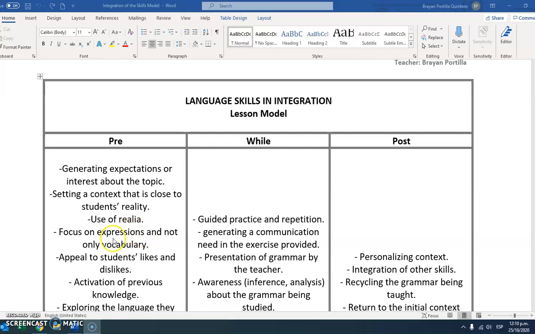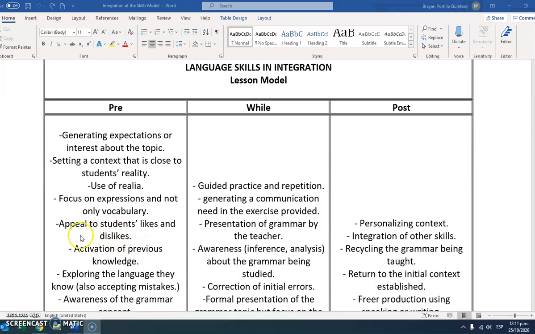The idea with this is that you present the students with the need to talk, and then you prepare them with expressions that they will probably be using. Not only vocabulary, because we don't go around just using vocabulary when we speak. Of course, in the pre-stage, the discussions, materials, and activities that we're doing appeal to students' likes and dislikes and interests, while also activating previous schemata and previous knowledge they have.